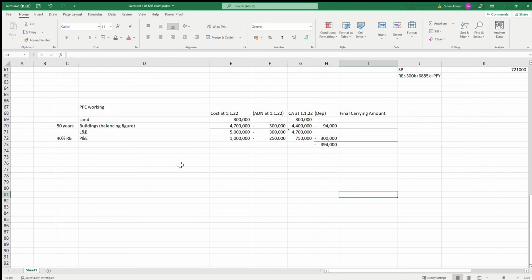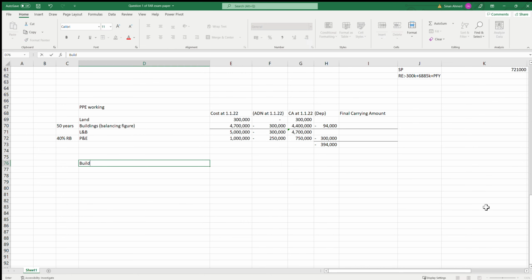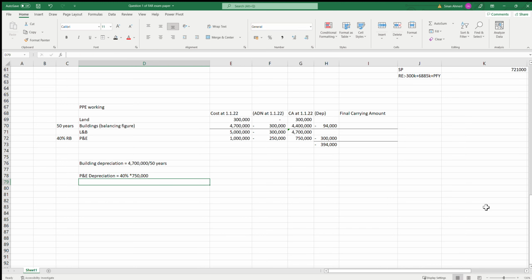Okay, so I'm just going to make a note that building depreciation is equal to 4,700,000 divided by 50 years, and P&E depreciation is equal to 40% multiplied by 750,000. Okay. Right, so I'm just being clear about exactly what figures I'm taking, so I'm showing the examiner that I know what I'm doing.